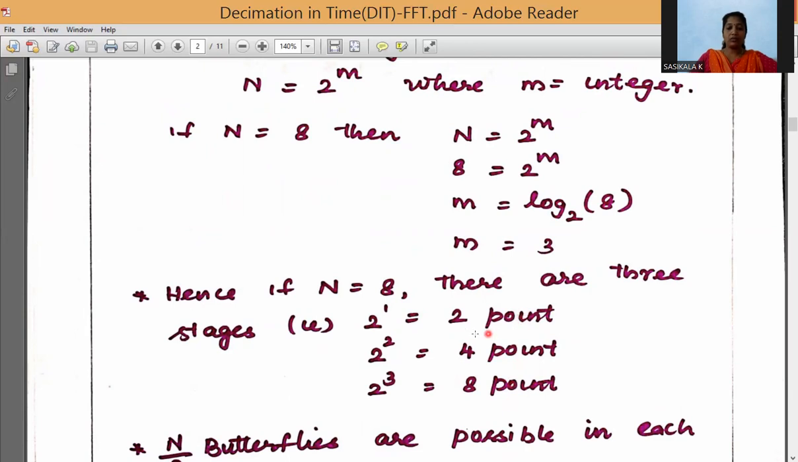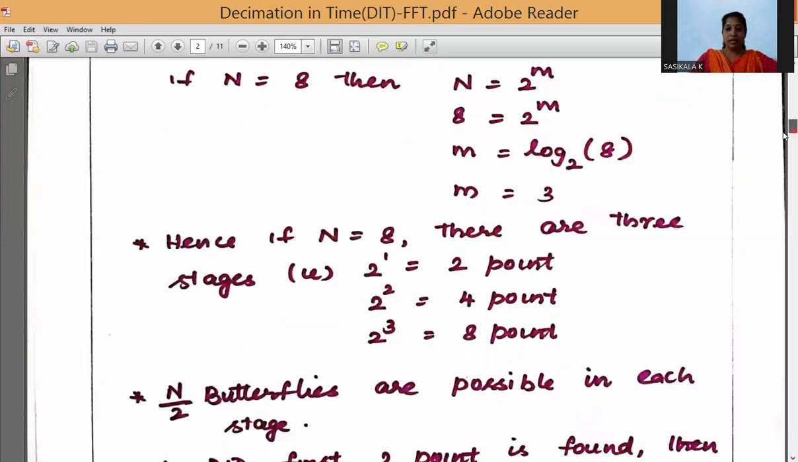So how will you find out that this is 2 point? We know that in the radix 2 algorithm, N should be represented as a power of 2. So here we have to express every point as a power of 2. So 2 power 1 is 2 point, 2 power 2 is 4 point, and 2 power 3 is 8 point. Since we have N equal to 8, the maximum stage is 2 power 3, which is 8 point. So you will have 3 stages: 2 point, 4 point, and 8 point.